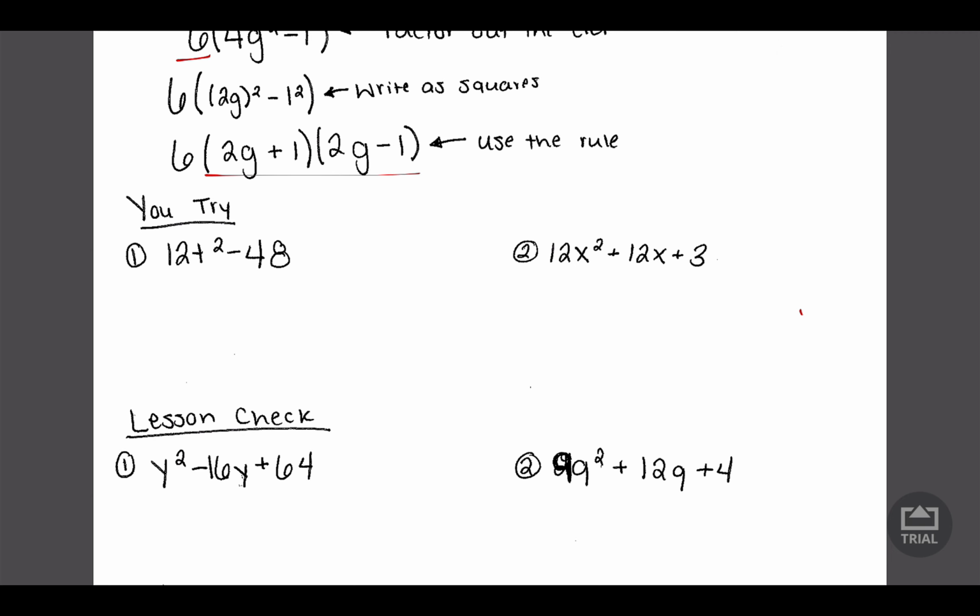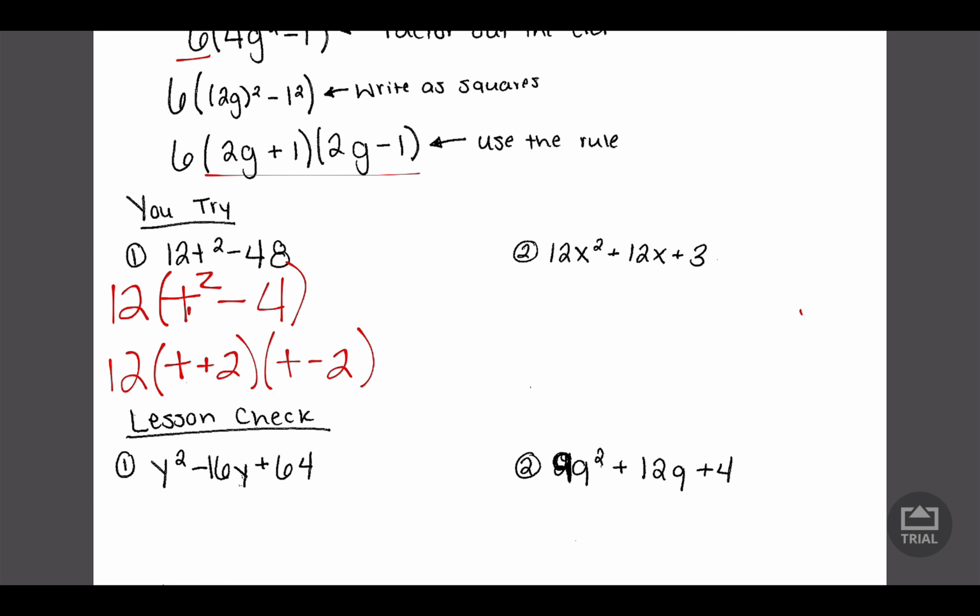So on this first one, you try a number that will go into 12 and 48. Well, 12 will go into both of them, so I can pull out 12. 12 times 1 is 12, so I don't even need a number out front. And then t squared, this one's a t. And then 12 times negative 4 is 48. So I've pulled out my greatest common factor. Now I can write it as the product of two binomials. Square root of t squared is t. Square root of 4 is 2. So t plus 2 and t minus 2. Make sure you don't forget to leave the number that you factored out front.